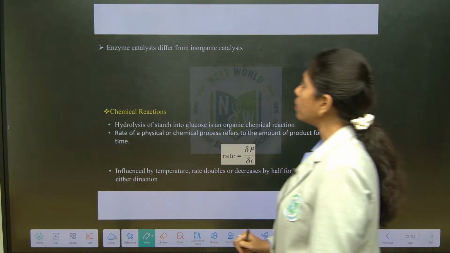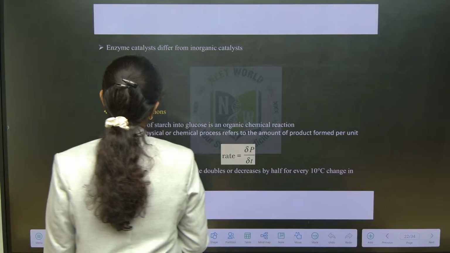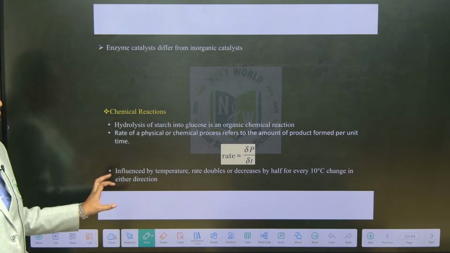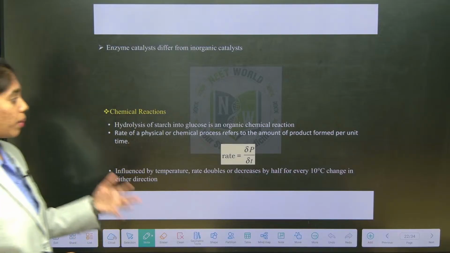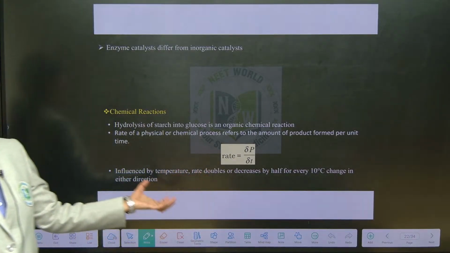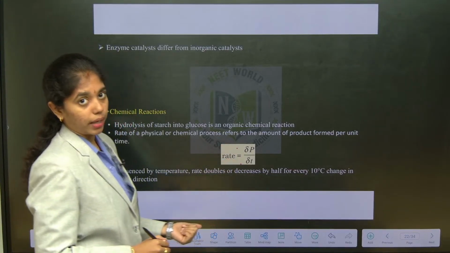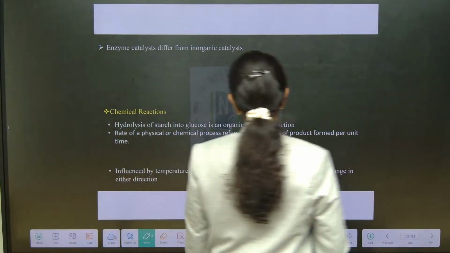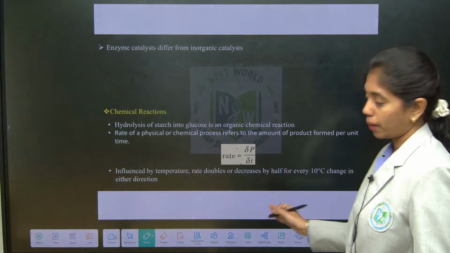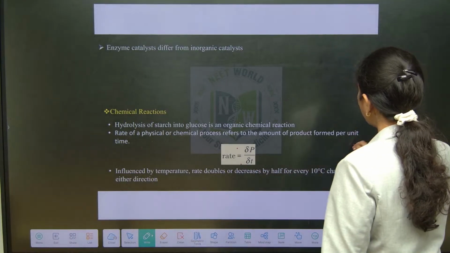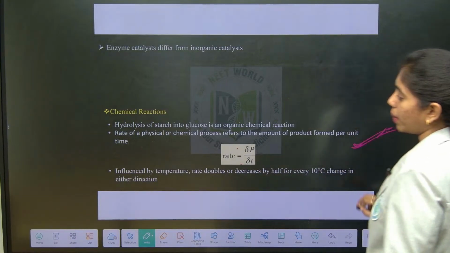Now, enzyme catalysts differ from the inorganic catalysts that we have learned. And now, chemical reactions. How can you identify the rate of a chemical reaction? The rate of a chemical reaction can be defined by the amount of product formed per unit time. This will give out what? The rate of any chemical reaction.